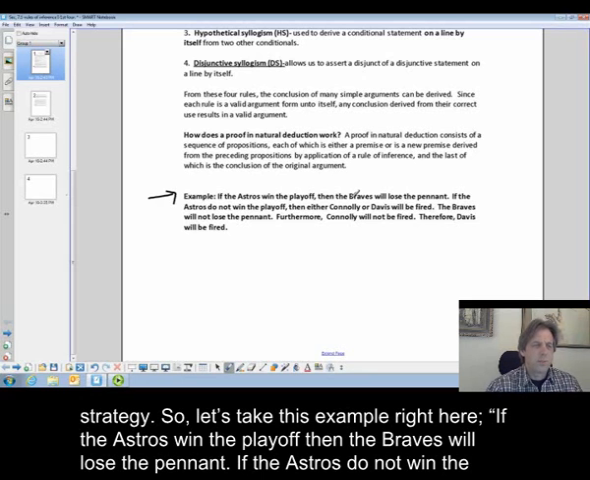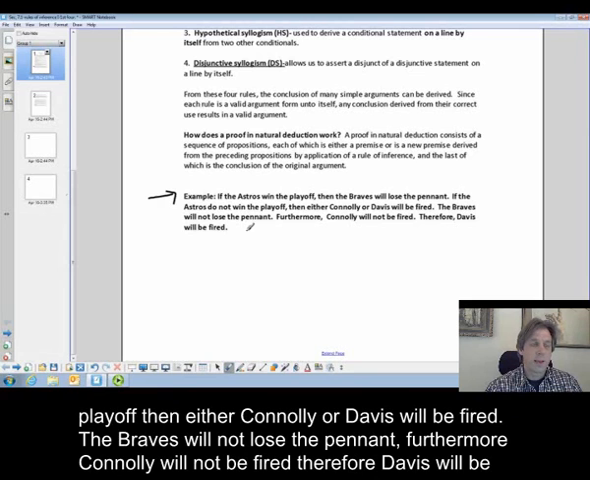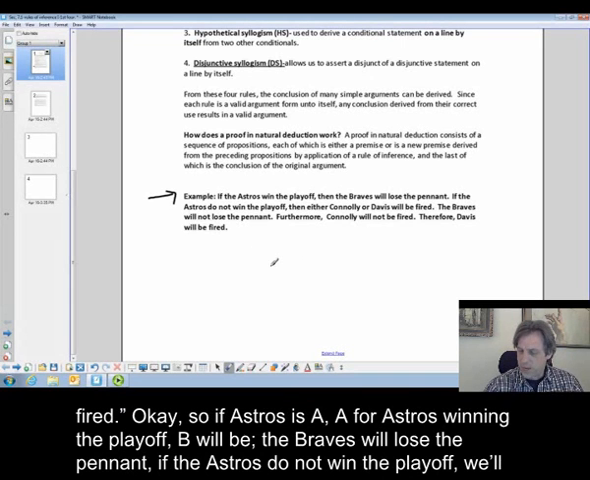If the Astros win the playoff, then the Braves will lose the pennant. If the Astros do not win the playoff, then either Connolly or Davis will be fired. The Braves will not lose the pennant. Furthermore, Connolly will not be fired. Therefore, Davis will be fired.